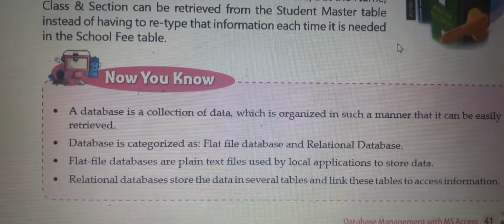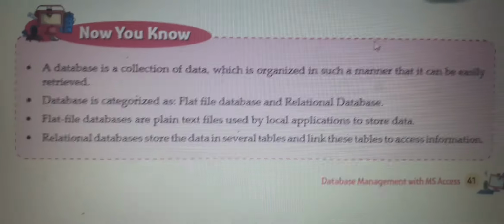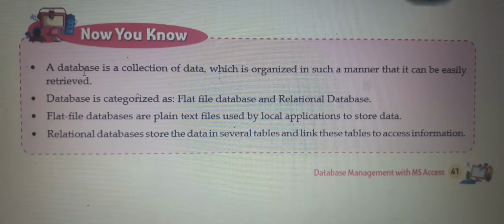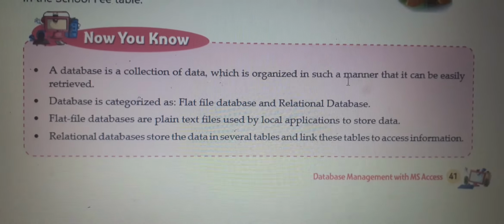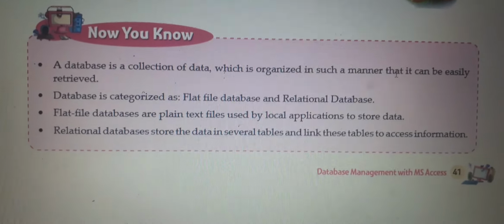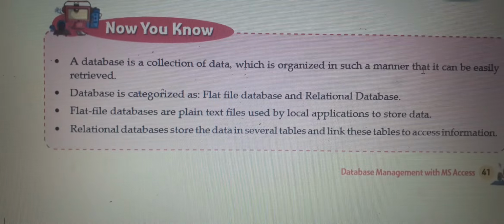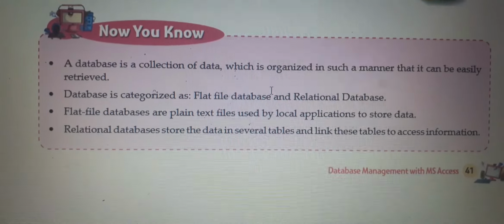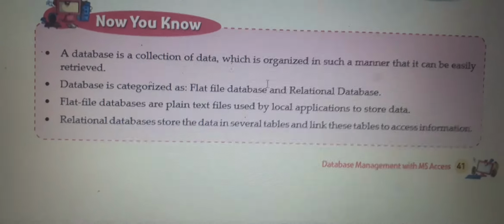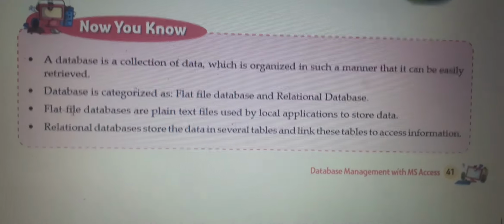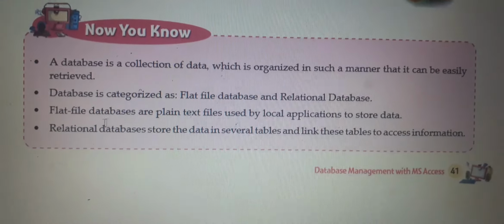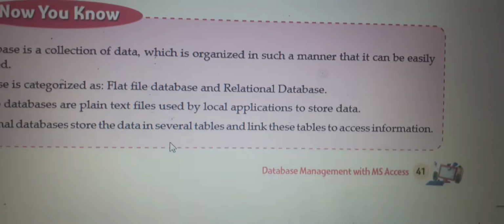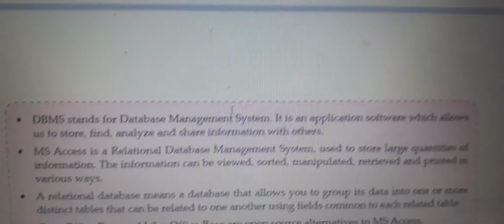Now you know, a revision of the whole chapter. First keyword is a database. It's the definition of a database: a database is a collection of data which is organized in such a manner that it can be easily retrieved. Retrieved means to find. Next, a database is categorized into two categories: flat file database and relational database. Flat file databases are plain text files, whereas a relational database stores the data in several tables and links these tables to access information.